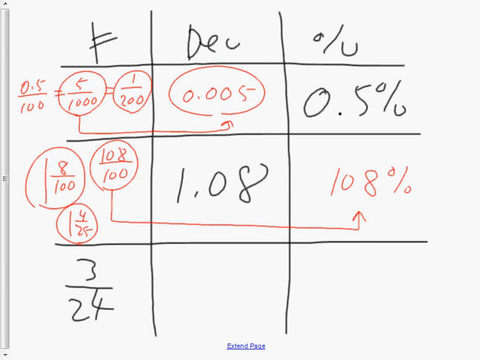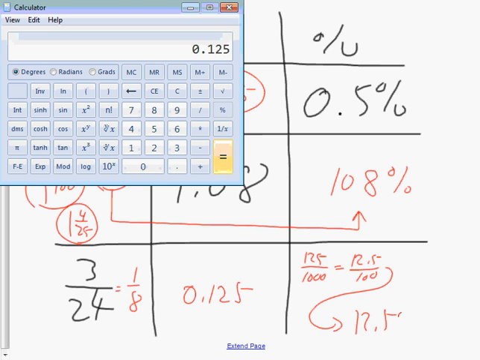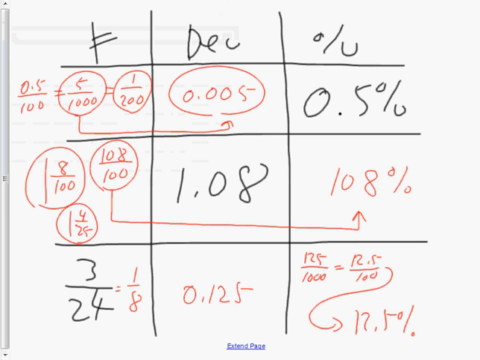And finally, 3/24ths, what is it as a decimal? So there's two ways you can do it. You can reduce the lowest terms in hopes that you know what that is as a decimal. I happen to know that 1/8 is 12.5%, but let's pretend you didn't. So the easiest way is to take your numerator, 3, and divide it by your denominator, 24, and you get 0.125 as a decimal, which is 125 thousandths, which is 12.5 hundredths, which is 12.5%. 1/8.